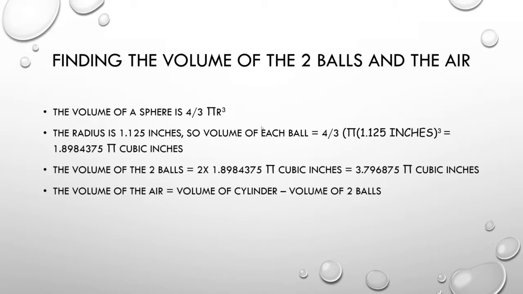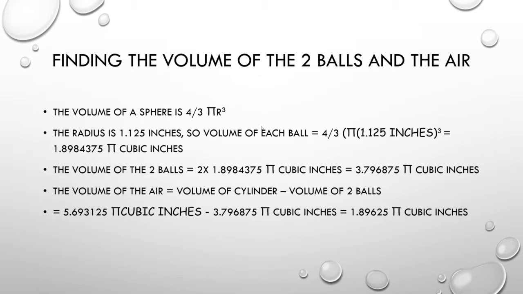To find the volume of the air, we take the volume of the cylinder minus the volume of the 2 balls. We take the volume of the cylinder, about 5.69 pi cubic inches, and we subtract the volume of the 2 balls, roughly 3.797 pi cubic inches. This gives us 1.89625 pi cubic inches, or approximately 5.957 cubic inches.